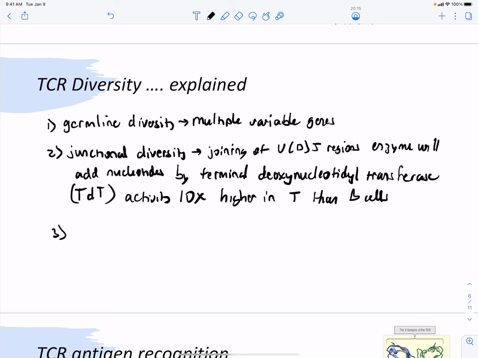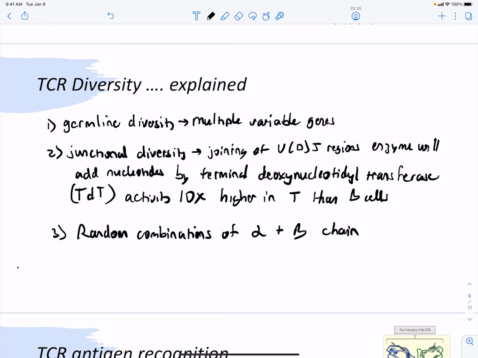And then you also get random combination of alpha and beta chains. So every alpha chain made can combine with any beta chain made and vice versa.